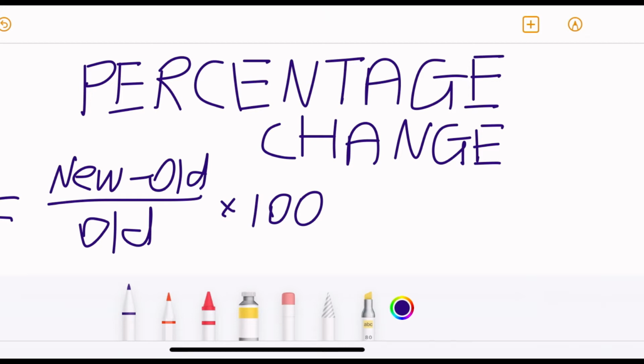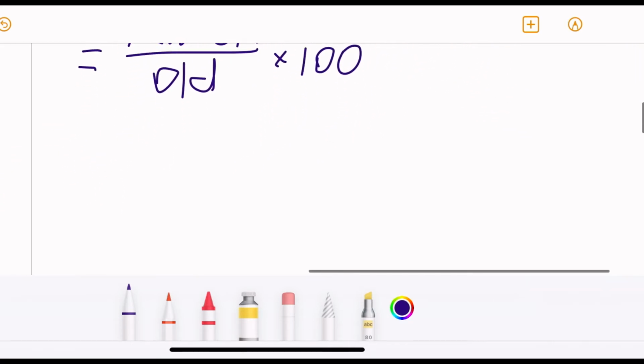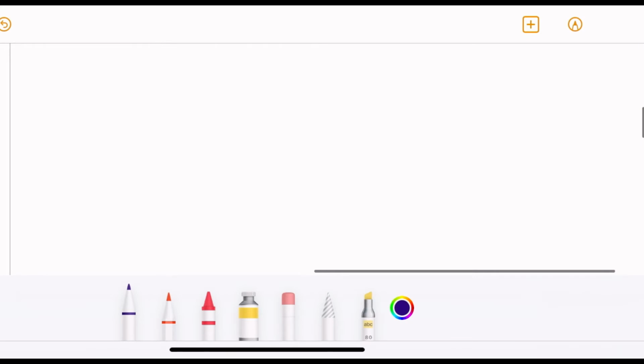And there are 2 types of percentage change. One is percentage increase, and the other one is percentage decrease. Now, if we were to find percentage increase, the percentage change will always be positive. And similarly, we do the opposite for decrease, and percentage change for something decreasing will be a negative percentage change.